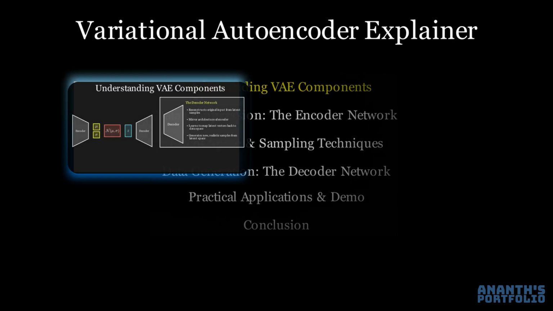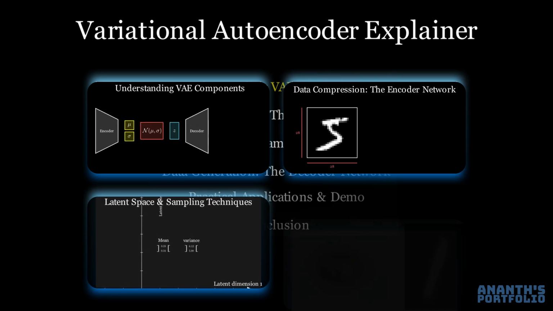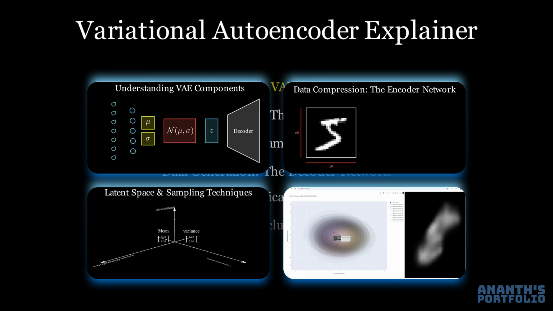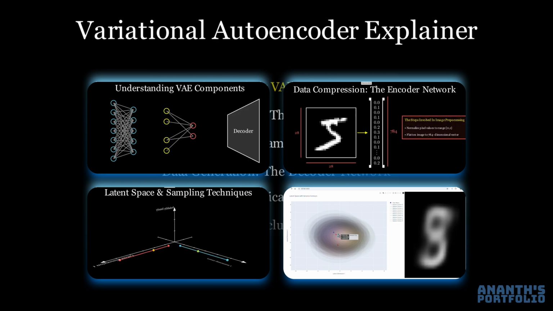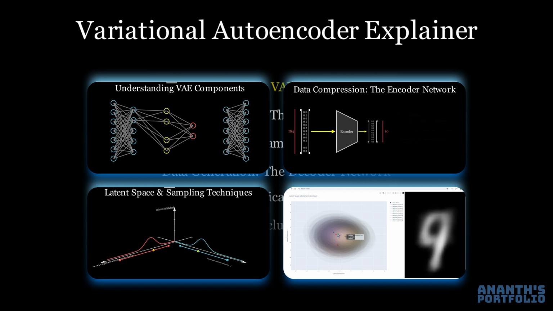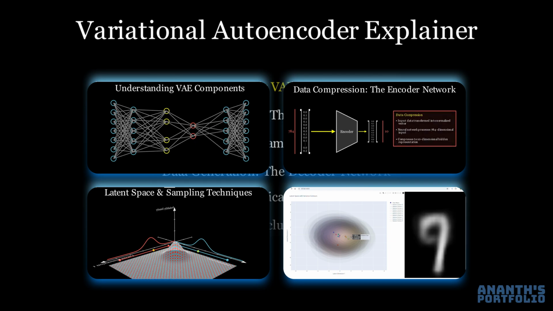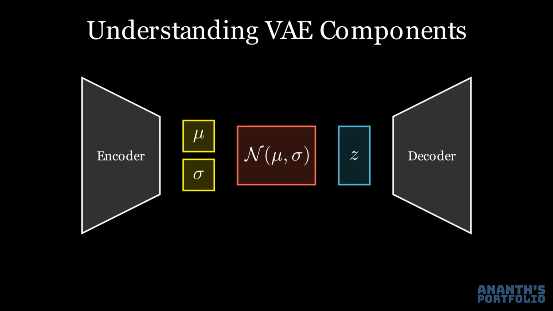In this video, we'll start by understanding the core components of VAEs, explore how the encoder network handles data compression, dive into the fascinating world of latent space and sampling techniques, and see how the decoder network generates new data. To wrap things up, I'll show you some practical applications and even walk you through a live demo. Trust me, by the end of this video, you'll have a whole new appreciation for these powerful neural networks. Let's get started.